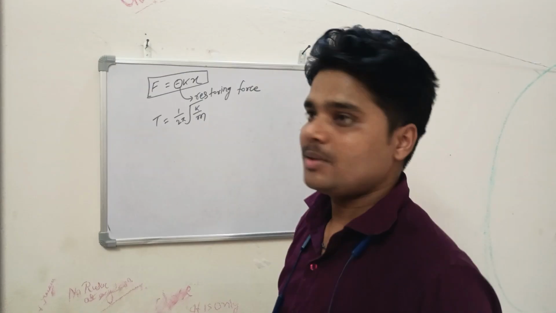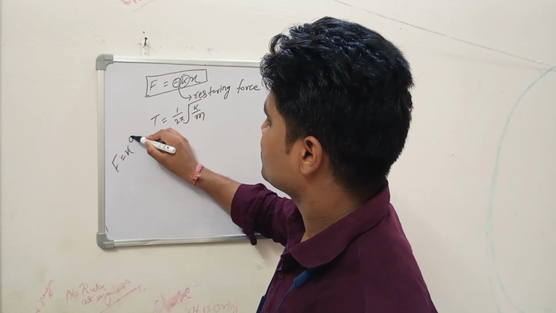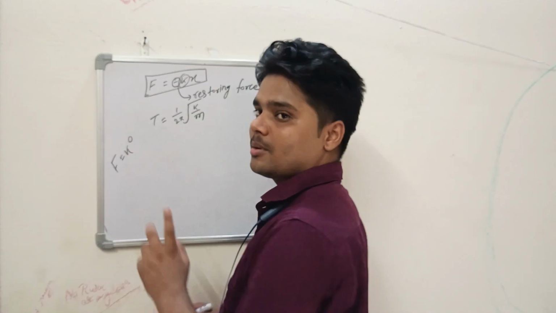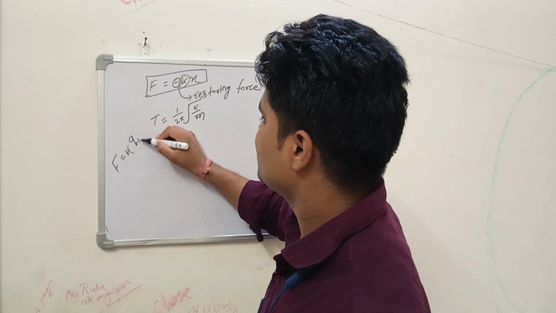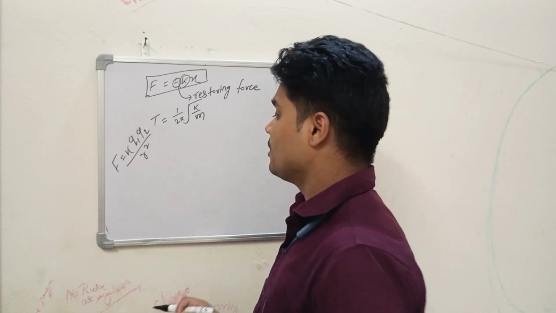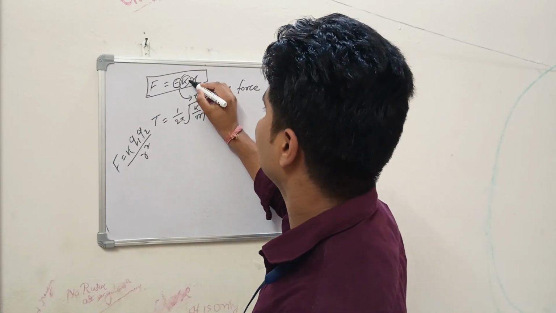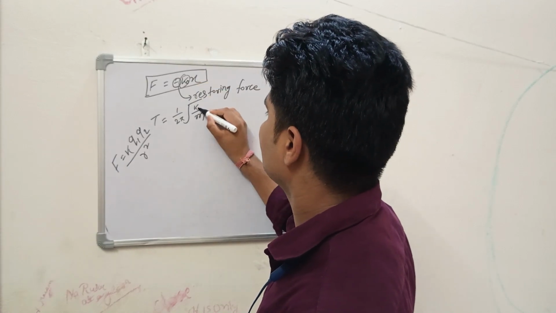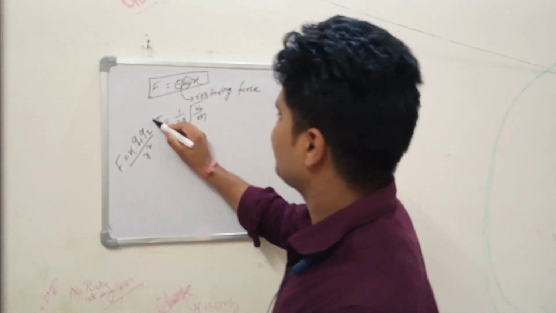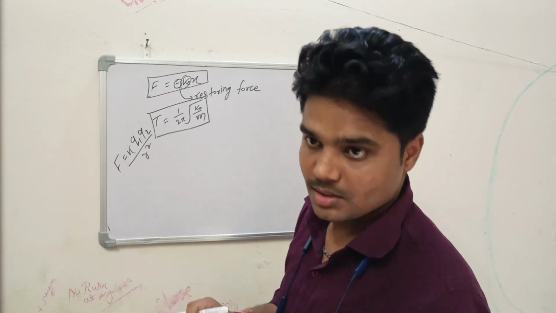So don't confuse between this k and the Coulomb's force k, because these two are different from each other. Coulomb's is q1 q2 by r square. So avoiding that confusion, let us suppose this is k naught. So the time period will be equal to 1 by 2 pi under root k naught by m.